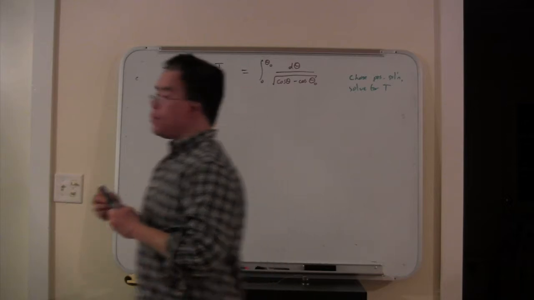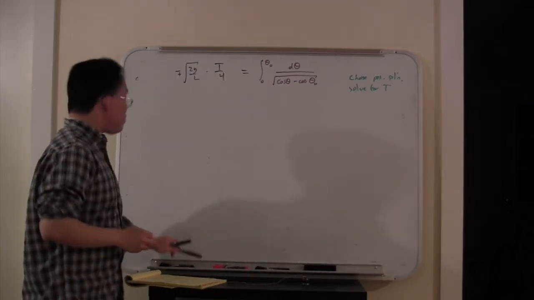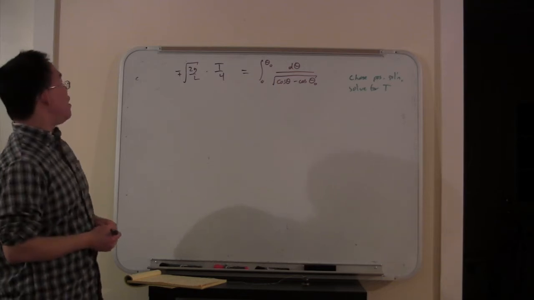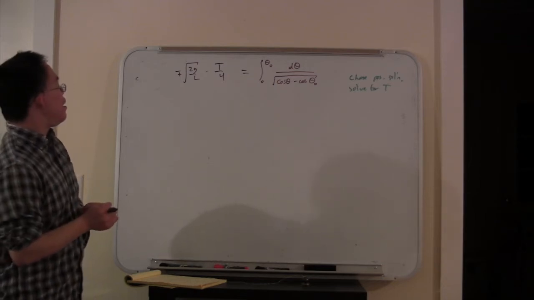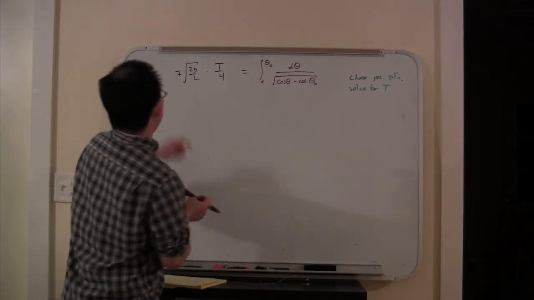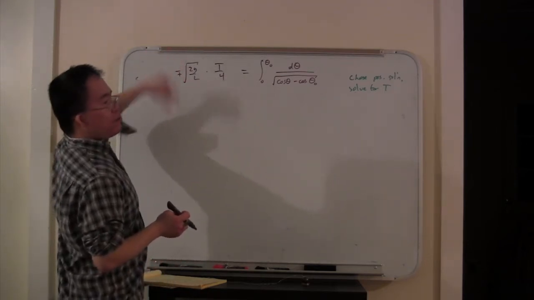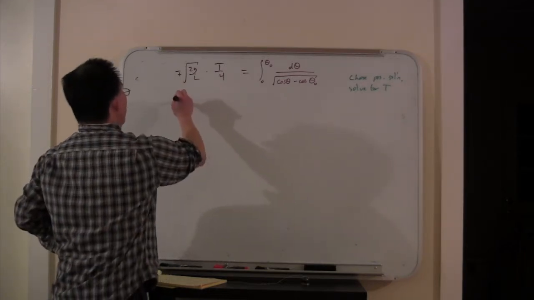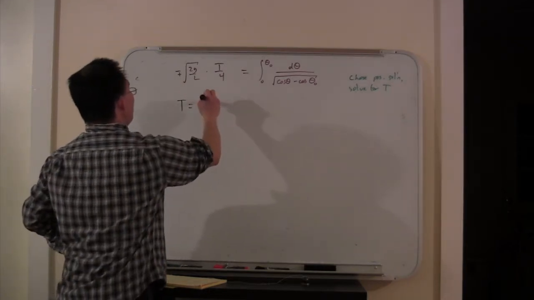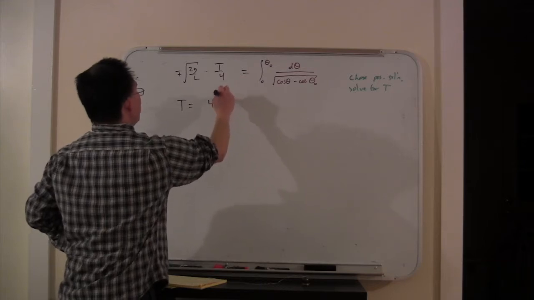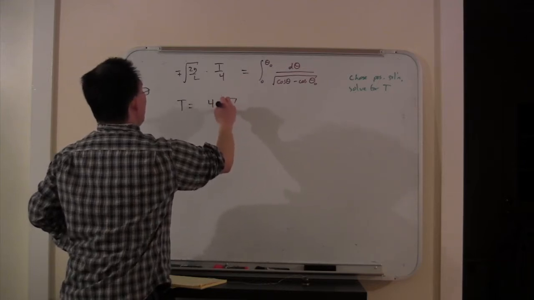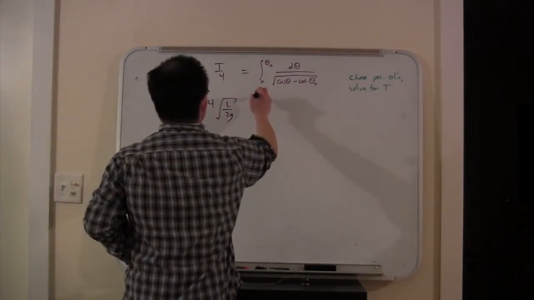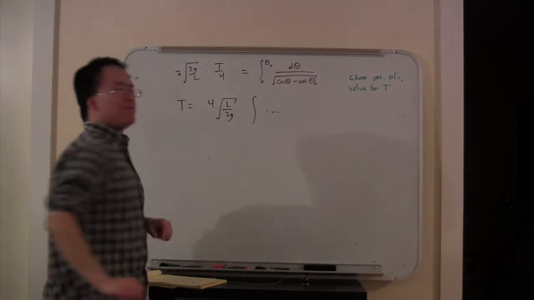So I almost have the period. I now just need to shove all of this over. I'll multiply by square root of L over 2G and by 4. And what I'll get is T equals 4 here times the square root of L over 2G times this thing, which I'm just not going to rewrite.